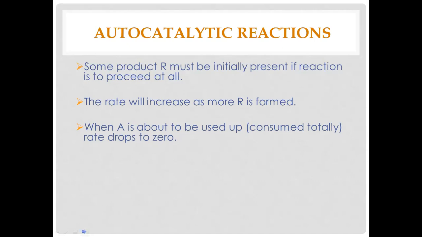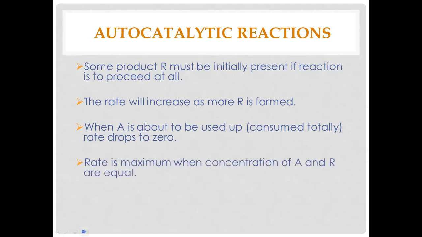When is the rate maximum in the case of autocatalytic reactions? The rate is maximum when the concentration of A and R are equal. So when the concentration of A left and the concentration of product R are equal, then the rate is maximum for the said autocatalytic reaction.